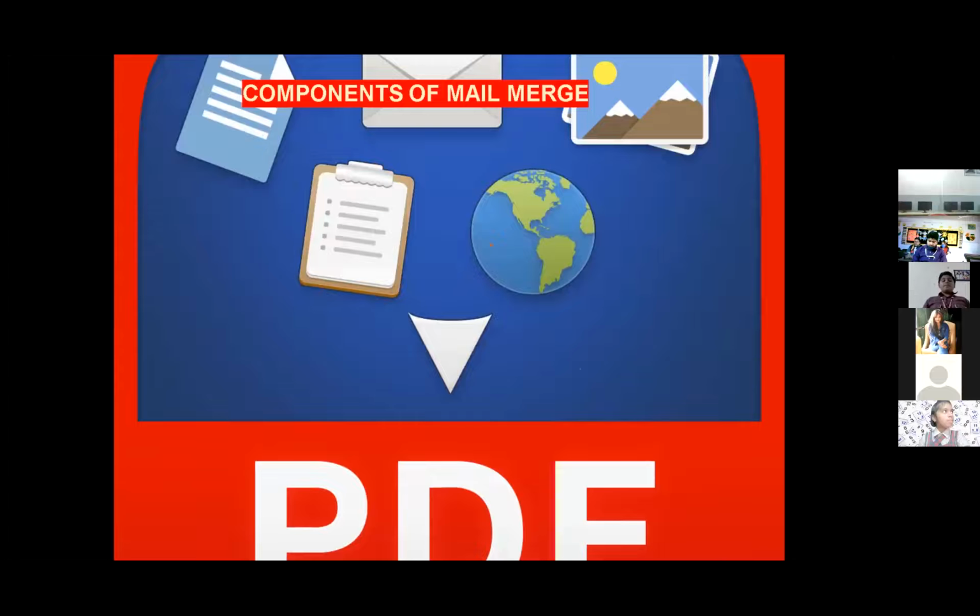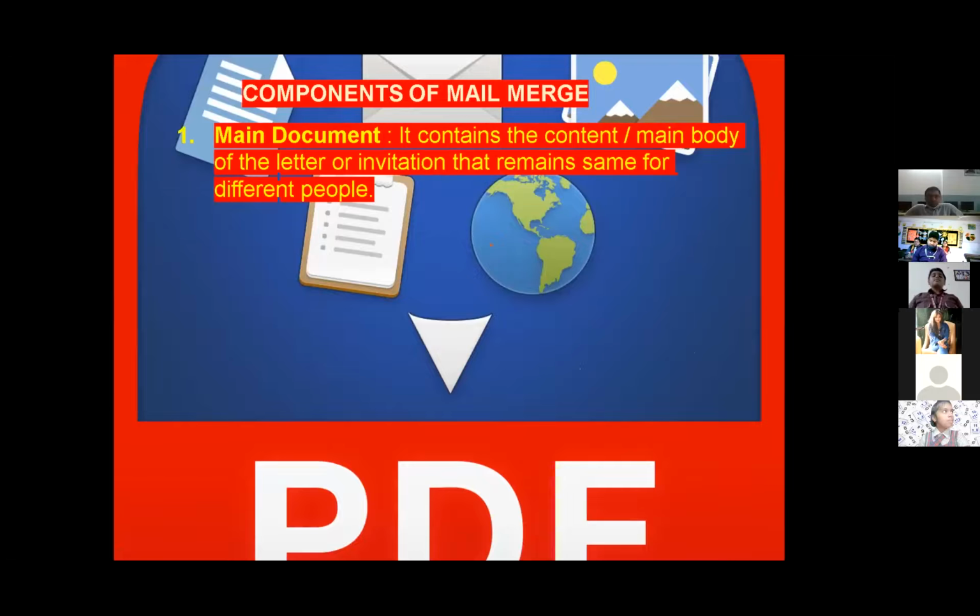Components of Mail Merge. Mail Merge is created by combining two main documents, which are also called its components. The first major component of Mail Merge is the main document. It is the document that contains the text and graphics that are the same for each copy of the merged document. The information in the main document is the same for all recipients.